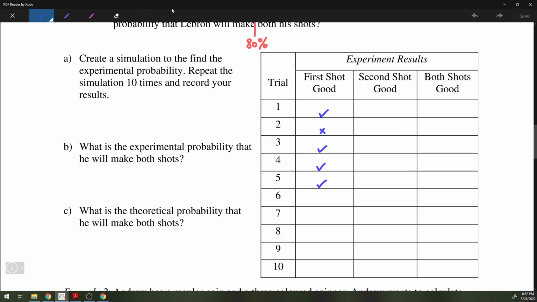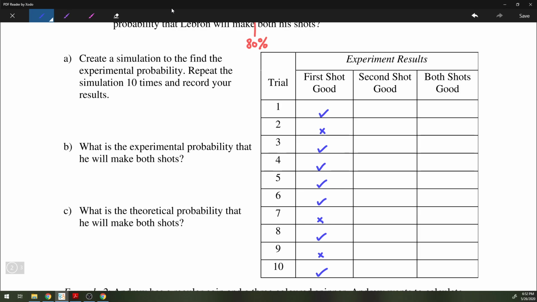Okay. Yes, no, yes, no, yes. Okay, so you can see how using a random number generator can help simulate these free throws. Anything that's from 1 to 75 is a make. Anything from 76 to 100 is a miss.